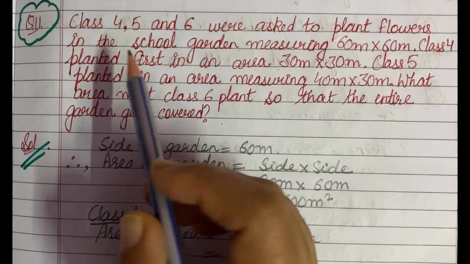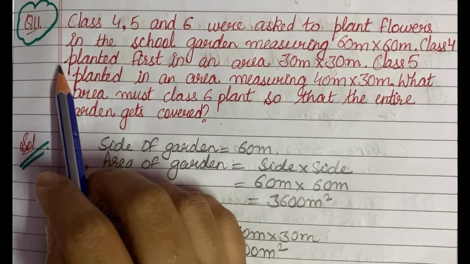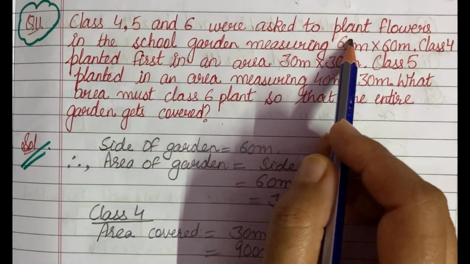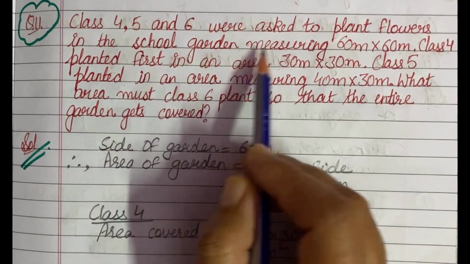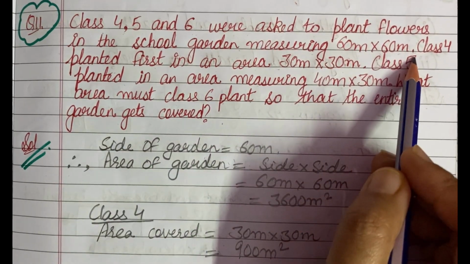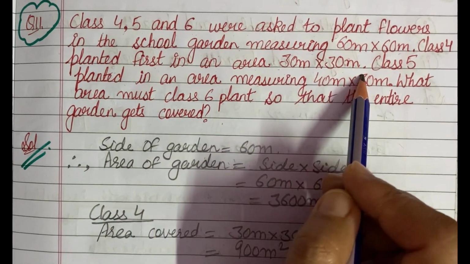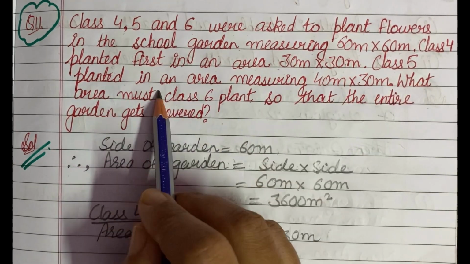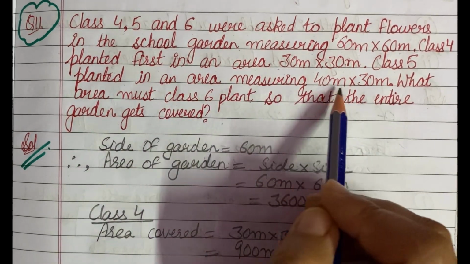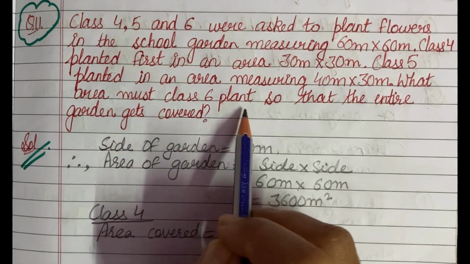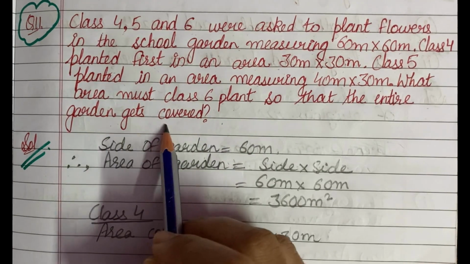Next is question number 11, and question number 11 says that class 4, 5 and 6 were asked to plant flowers in the school garden measuring 60 meter by 60 meter. Class 4 planted first in an area 30 meter by 30 meter. Class 5 planted in an area measuring 40 meter by 30 meter. What area must class 6 plant so that the entire garden gets covered?